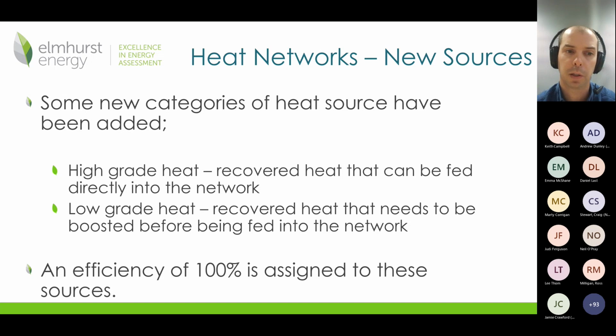So high grade heat and low grade heat. That is where you're recovering heat for a heat network. If it's fed directly into the network, it's high grade. If it then needs to be boosted by another source of heating, that's low grade heat. Some examples they gave for high grade heat could be power stations, waste combustion, things like that. Low grade heat: heat recovery from data centers, refrigeration processes. We talked about ambient loop heat networks before. They're classed as low grade heat.